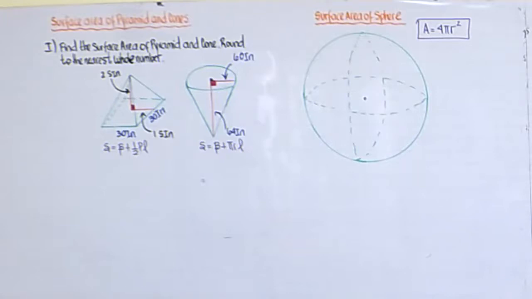As you can see, the surface area of the pyramid is calculated with a formula equal to the area of the base plus 1/2 the perimeter multiplied by the slant height. Remember that the slant height is the lateral height that we have in the picture of the pyramid, and at the same time, the slant height is the lateral side of the cone.